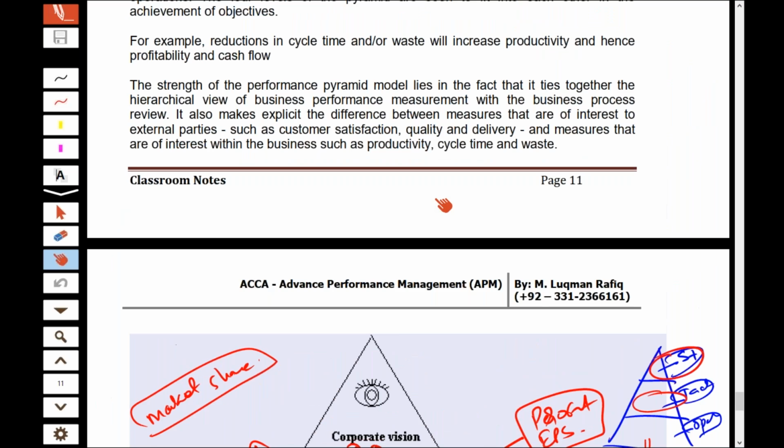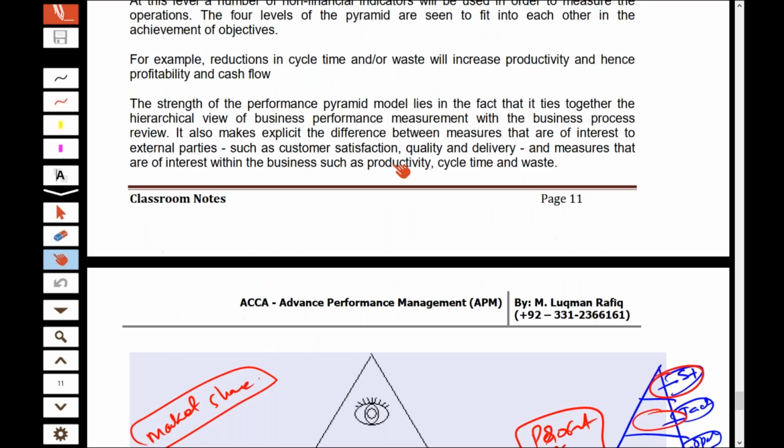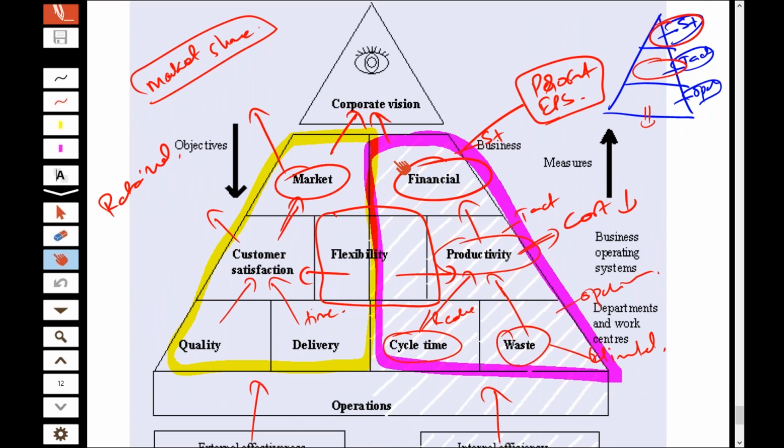Then I moved forward and I discussed the performance pyramid. With respect to the performance pyramid, I told you people that it is one of those models that considers that every organization needs to perform at different levels, whether that be the operational level, the tactical level, or the strategic level. The organization has to perform at all levels in order to achieve its ultimate vision.